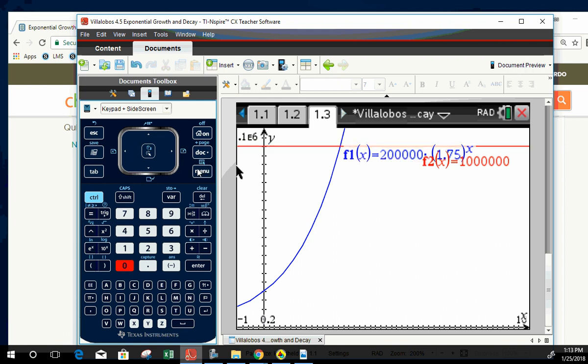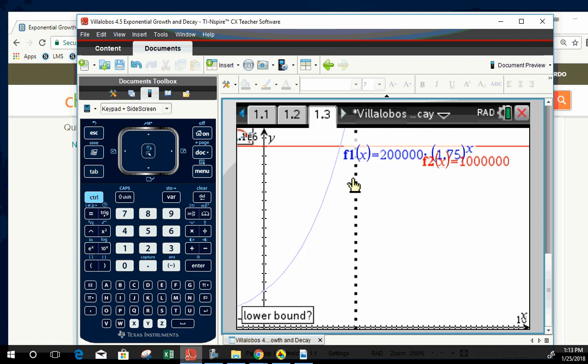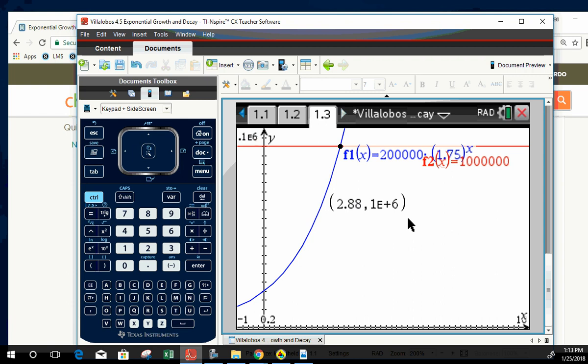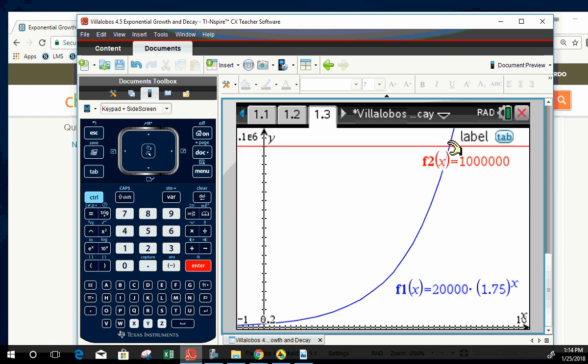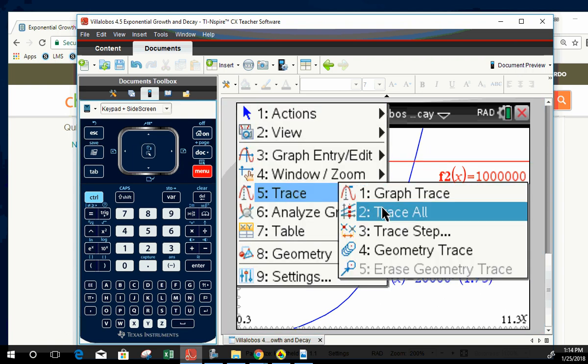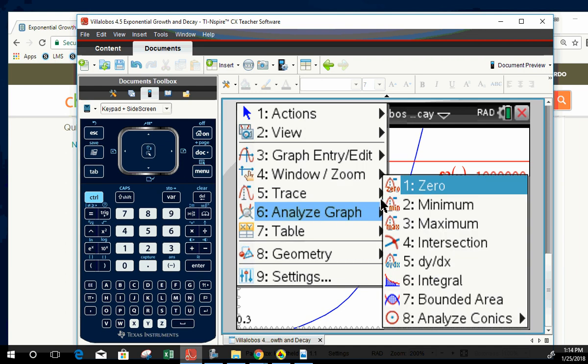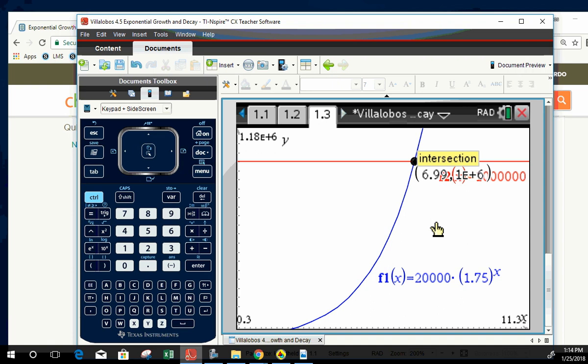That's my intersection. So menu, analyze graph, find the intersection between here and here. And it's 2.88. So I must have this function wrong, because I think it was 20,000. I'm having too many zeros. 20,000, there you go. And so the intersection is here. Trace, analyze graph, intersection, left bound, right bound.